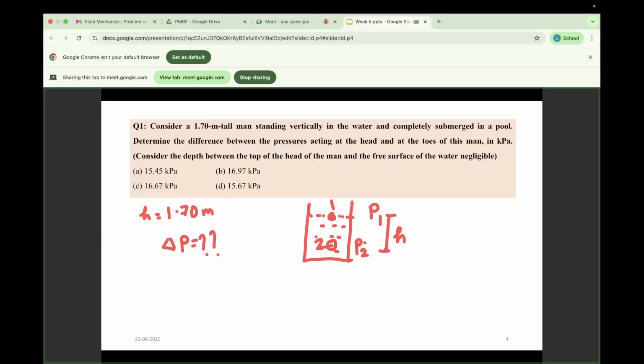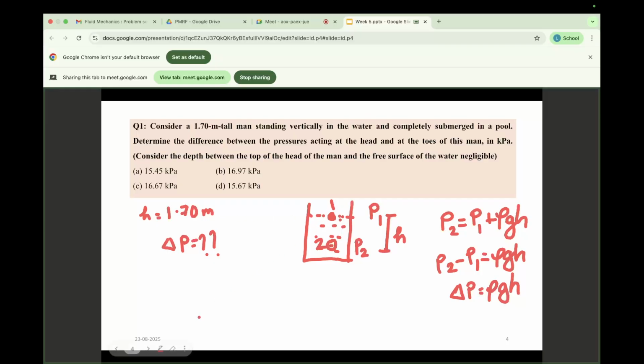So what I have said is that as you go downward the pressure will increase. So I can write P2 equals P1 plus rho g h, or I can write P2 minus P1 is equal to rho g h. That means this pressure difference is the product of rho, g and h. So see here, h is the height of the man. Consider this is the man. I am using another color. So this is the height of the man.